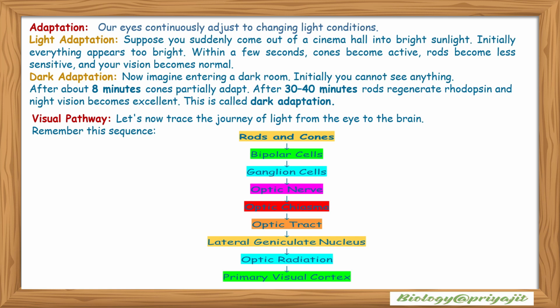Now let's trace the journey of light from the eye to the brain. Remember the sequence: rods and cones, then bipolar cells, then ganglionic cells, then optic nerve, then optic chiasma, then optic tract, lateral geniculate nucleus, optic radiation and primary visual cortex.